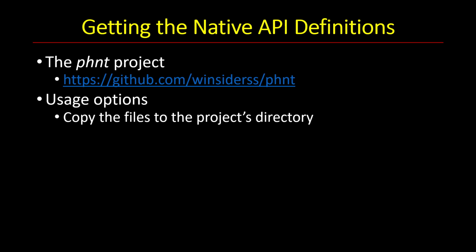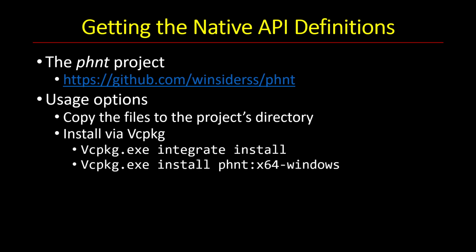However, there's a better way if you intend to use this API in several projects. You can use vcpkg. vcpkg is a C++ package manager provided by Microsoft. If you have that already installed, you just need these two lines in order to install the PHNT library. The first one is just used to make sure that vcpkg is integrated with Visual Studio. If you don't have vcpkg installed, look it up on GitHub and follow the simple instructions to install it on your machine. Once you have that installed, you can use these two command line strings that you can see here in order to install PHNT.